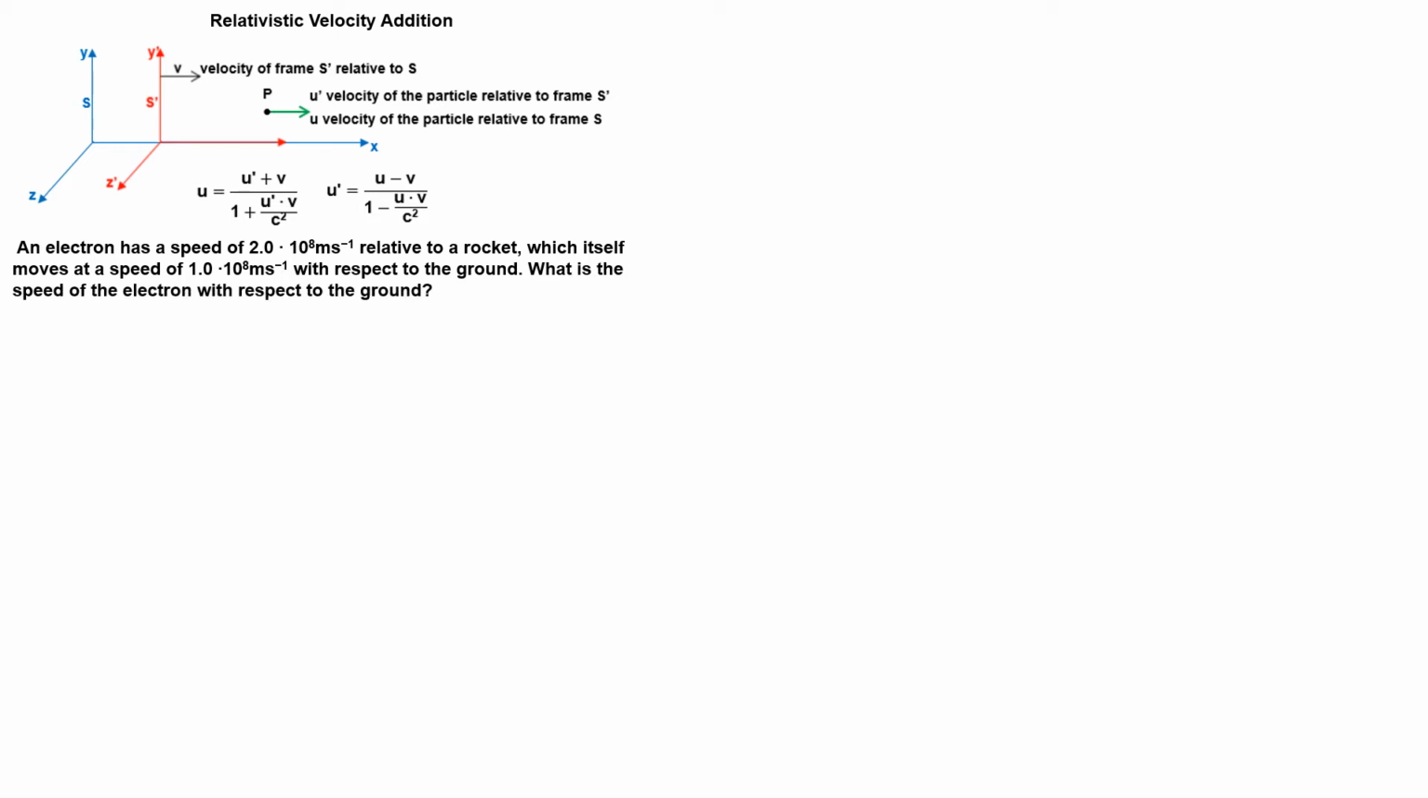To solve this question, first select the frames S, S prime, and hence the velocities v, u, and u prime. Usually, the velocities of two objects are measured with respect to frame S. One of the moving objects is frame S prime. The frame S is the ground and S prime is the rocket. We can now simply substitute the values into the Lorentz velocity transformation.